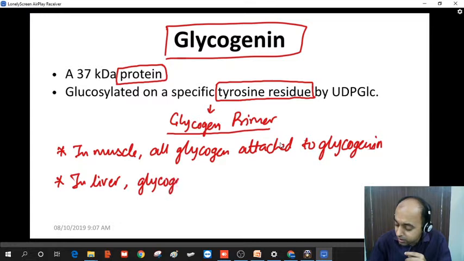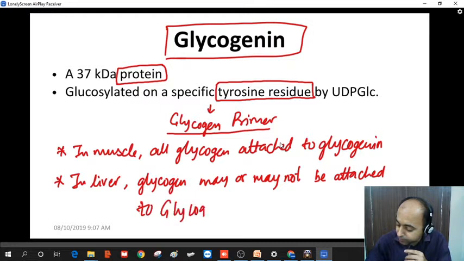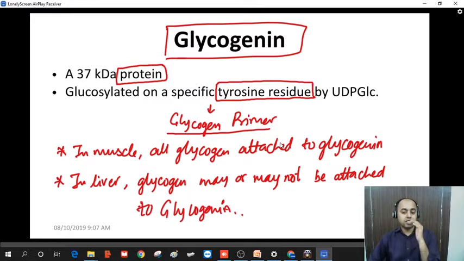The glycogen may or may not be attached to glycogenin. So this is one very important point to remember. Glycogenin is, you can say, the scaffold. It is a support on which the glycogen is formed. In muscle, all glycogen is attached to glycogenin, but in liver, it need not be so. They may or may not be attached.